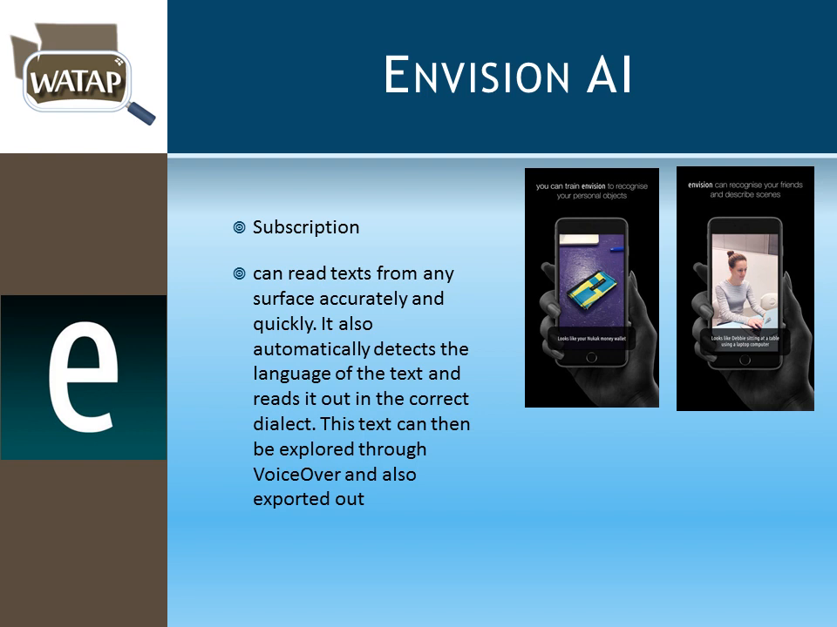InVision AI is similar to Seeing AI, but this is subscription-based. This has more features than Seeing AI and a little bit more stable. And I believe it's about $5 a month for the subscription-based program.